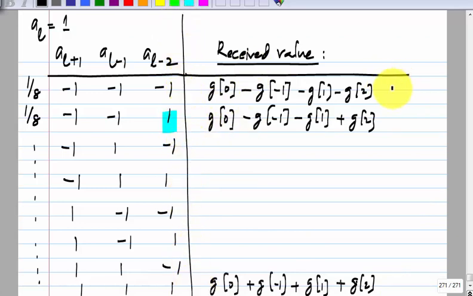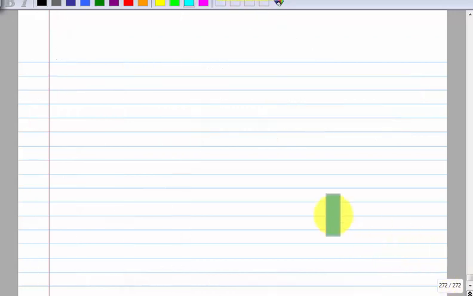Now, what is the probability of this one being less than 0? What is the probability of this being less than 0? Q of this divided by sigma n, right? And this is Q of this divided by sigma n. So, for each of these cases there is a different error rate. Okay?